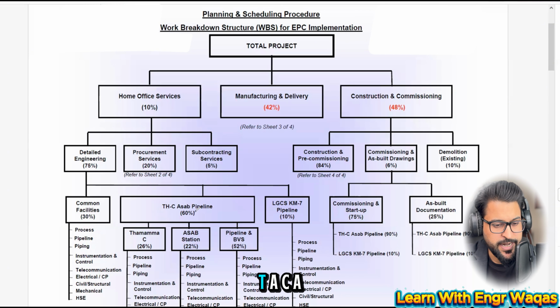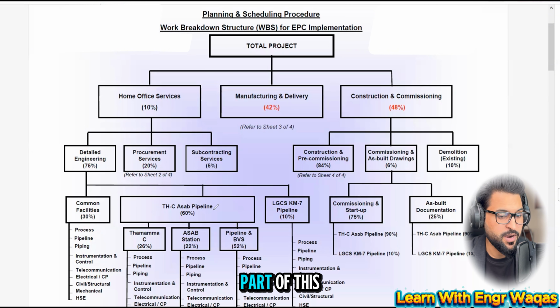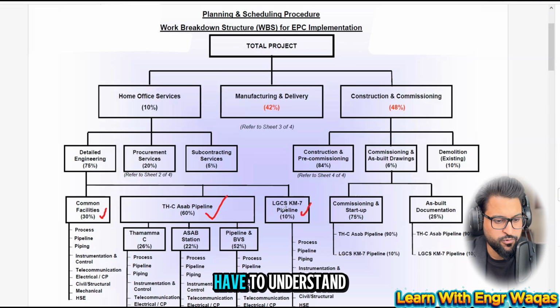and then the THC ASAB pipeline. ASAB is a field under ADNOC, right? It is very good that I have been part of this field; I got the opportunity to work there. Then you can see the third is LGCS 7 kilometers, right? This is given 30% as per the feasibility, this is given 60%, and this is given 10%. This is the pattern you have to understand.